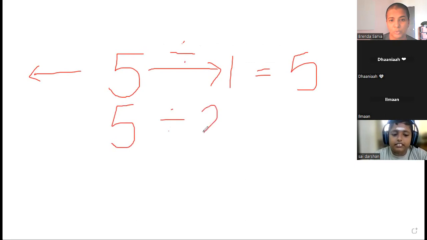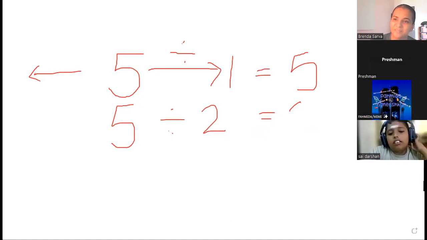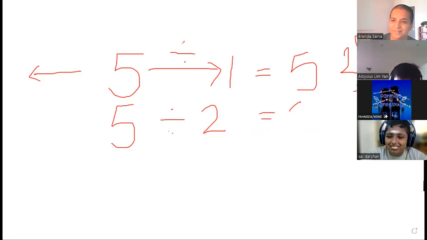5 divided by 2 next. And am I going to get a whole number here? Yes. 5 divided by 2. What do I get? What's the answer for 5 divided by 2? 4 remainder 1. No, that's not the answer. 5 divided by 2. It's going to be 2 with a remainder of 1.